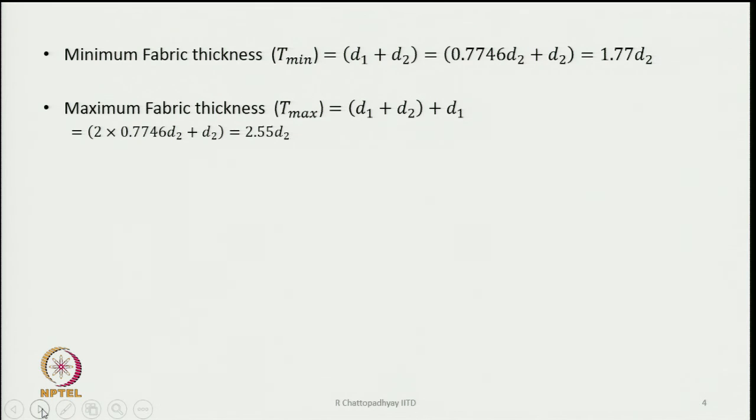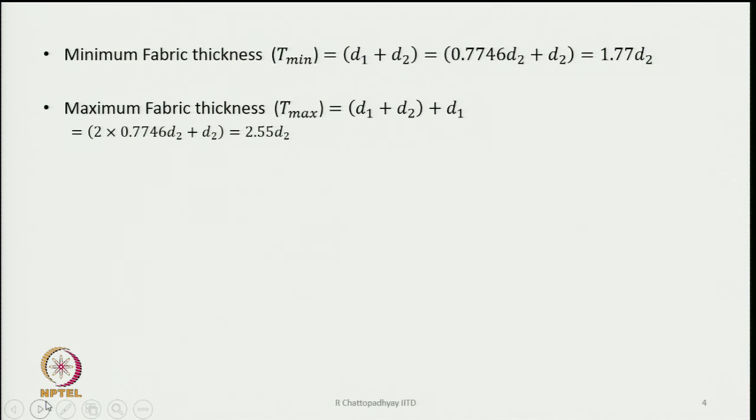if we look back at some of the textbooks, we will find that T minimum and T maximum, these two values have been shown. T minimum is d1 plus d2 and therefore, it is going to be 1.77 d2. We put the value of d1 in terms of d2 and we get 1.77 d2. And the maximum fabric thickness, as shown here, T max is going to be d1 plus d2 plus d1. So, it will be 2 into 0.7746 d2 plus d2, which is close to 2.55 d2.